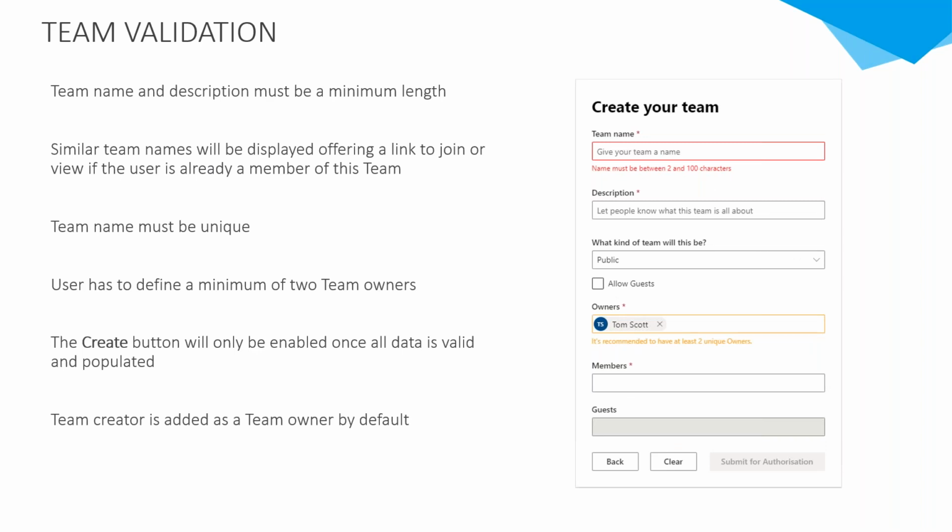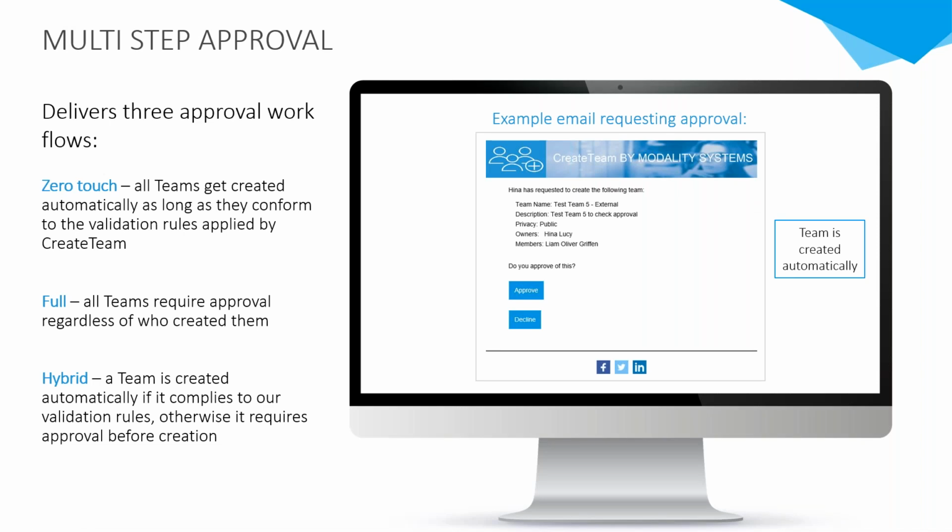So that would be the full team, so that once the whole form is populated, then the submit for authorization or the create button will be enabled based on the workflow that's been decided for your tenant. So in terms of the workflows, there are 3 workflows available within CreateTeam. Just to confirm, workflows are what happens to actually build the team, whether it's created immediately as soon as the user completes the form, or it needs to be approved by somebody who will then approve it before it gets created. There are 3 that we deliver. We call them zero touch, full, and hybrid.